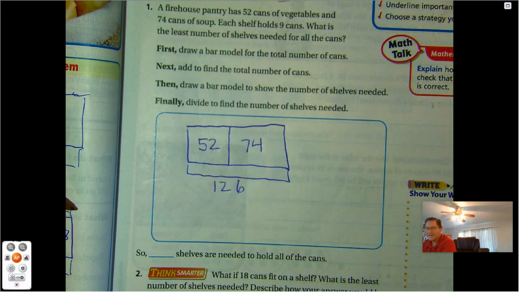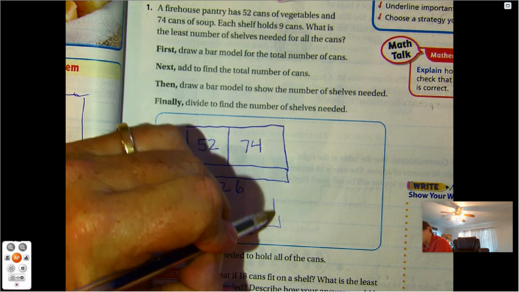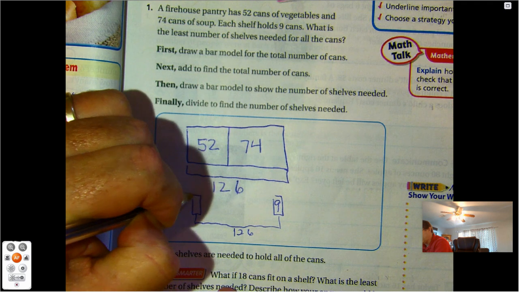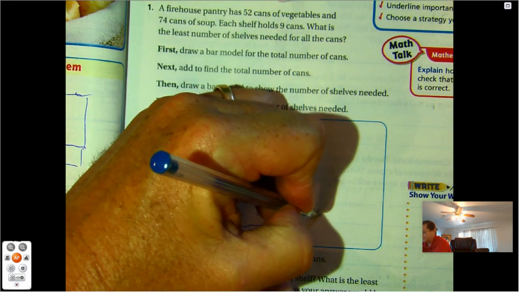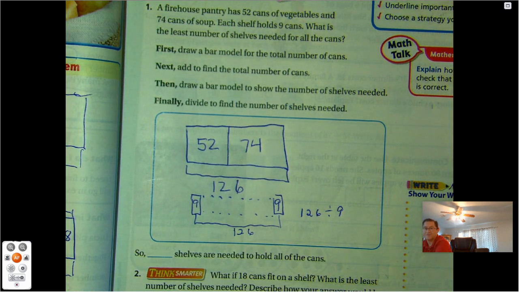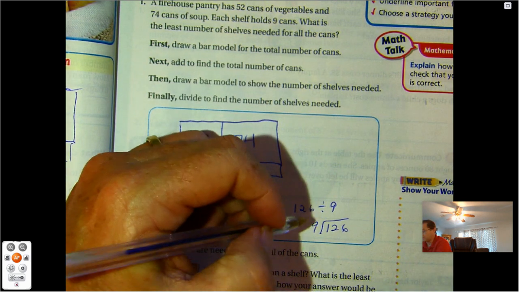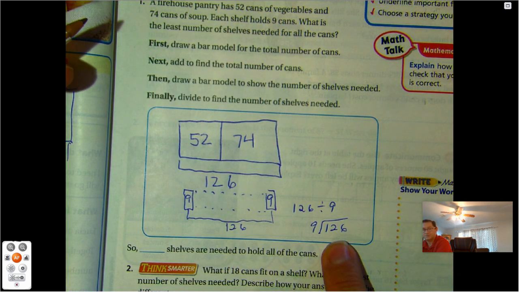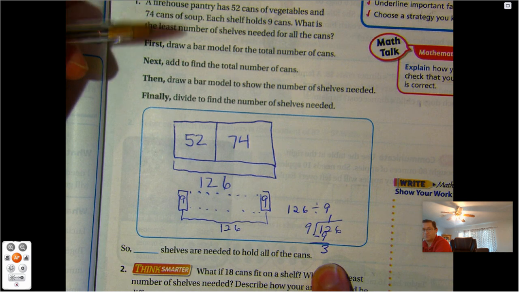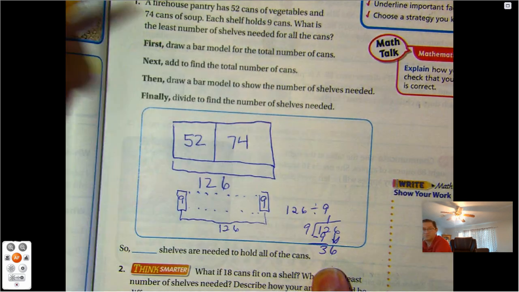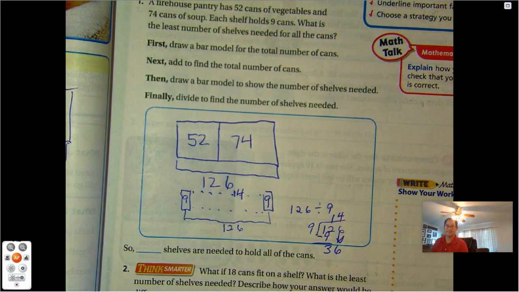Now I need to share these 126 cans in shelves of 9. So this is asking me, out of 126, if I put them in groups of 9, how many will I need? So 126 divided by 9. I can't share 100 evenly, so I'm going to regroup that as 10 tens, and the 2 tens I already have. So I can put 1 in each group, leaving me with 3 tens. I can't share the 3 tens evenly, so I'll regroup those as 30 ones, plus the 6 ones I already had, 36. And I know that 9 times 4 is 36. So it's going to take me 14 nines to equal 126. So 14 shelves.